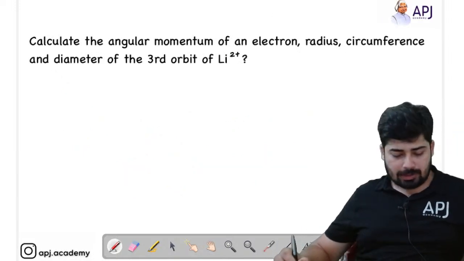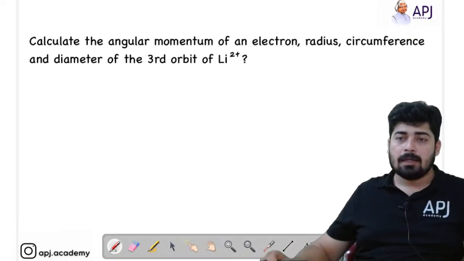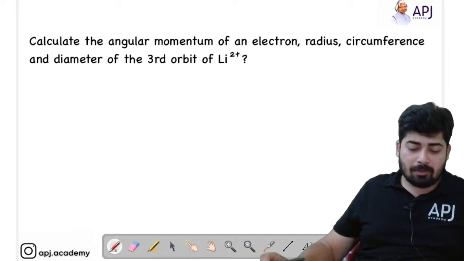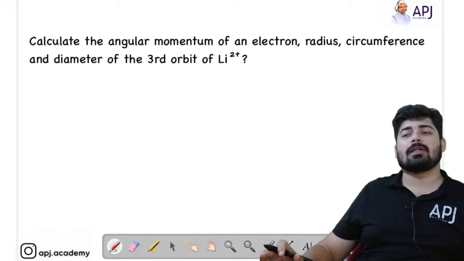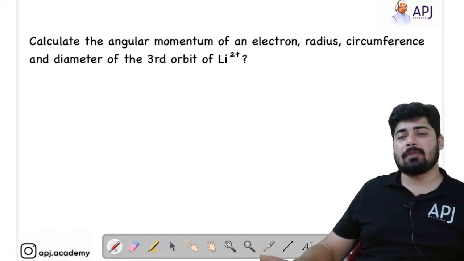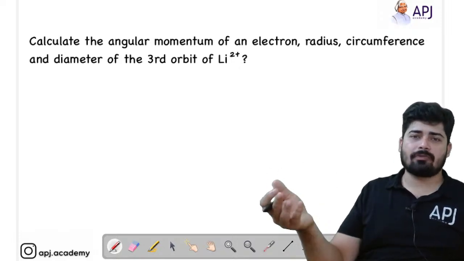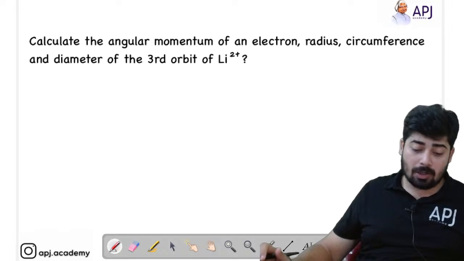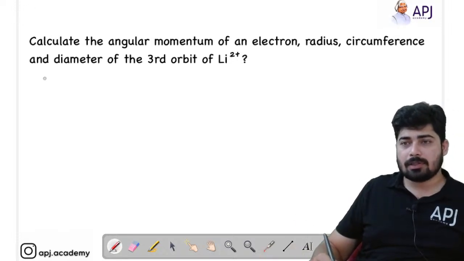Now let's move on to the second one. Calculate the angular momentum of an electron, radius, circumference and diameter. Diameter means if you find out the radius, then just 2r will give you the diameter of the third orbit of lithium 2 plus. See, we know that angular momentum, what was the equation of angular momentum?